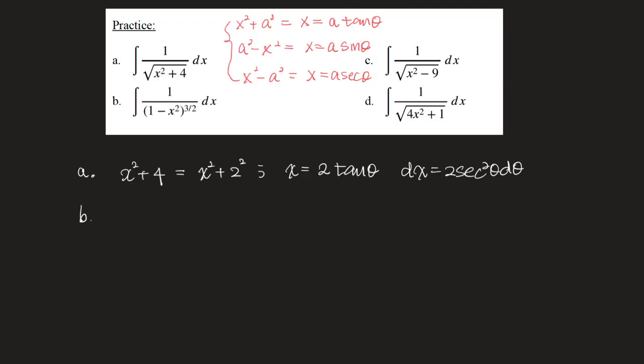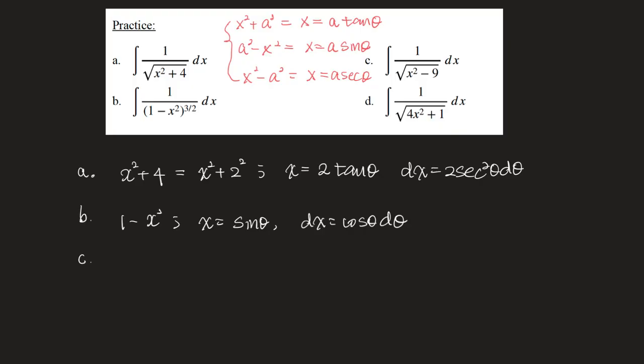How about b? B is 1 minus x squared. So this second form, 1 minus x squared, x is going to be a sine theta, where 1 squared is 1, so x equals sine theta. You substitute, and dx is going to be cosine theta d theta. This is the really important part. You guys make sure you understand which substitution you're going to use, okay?